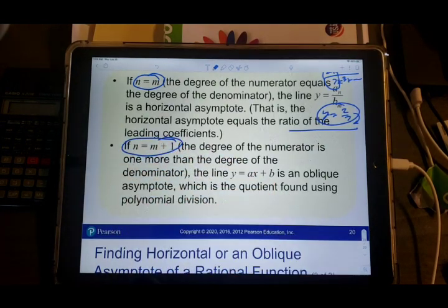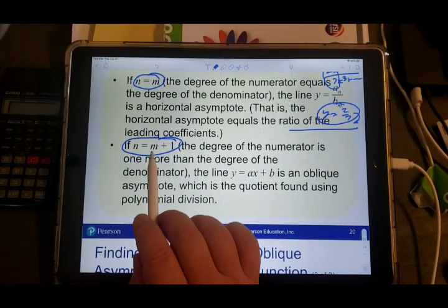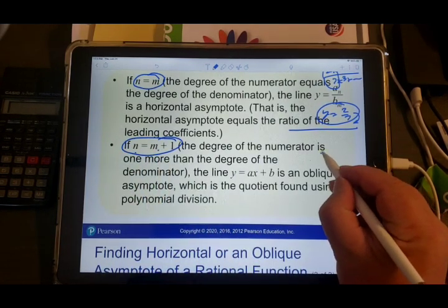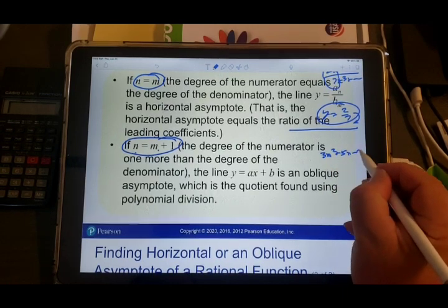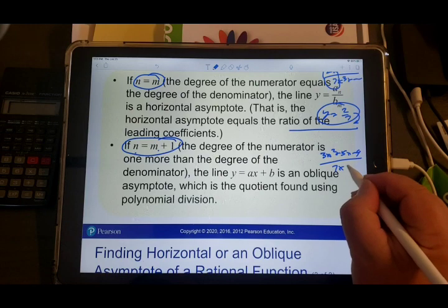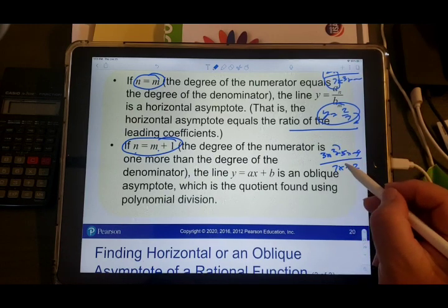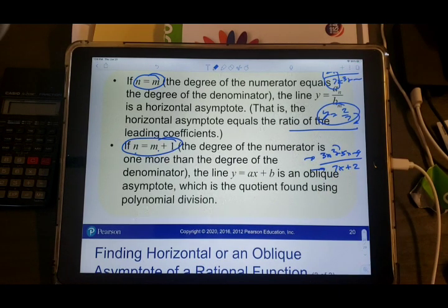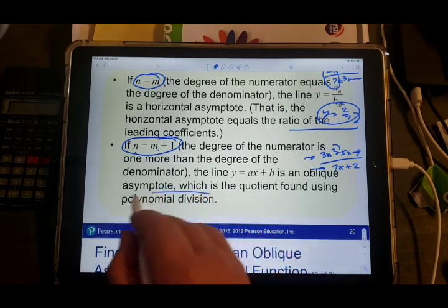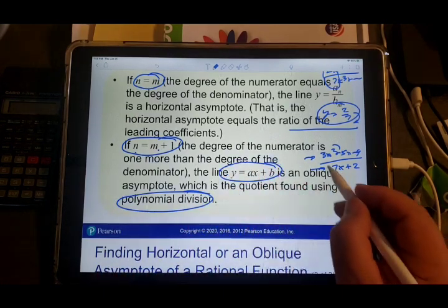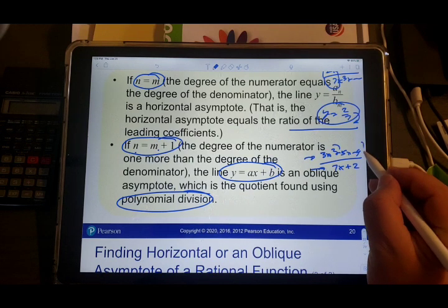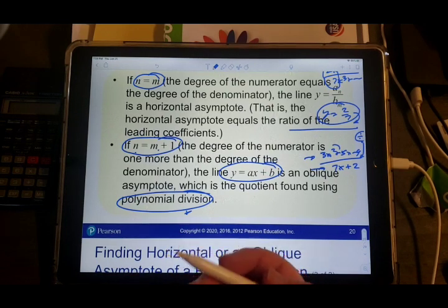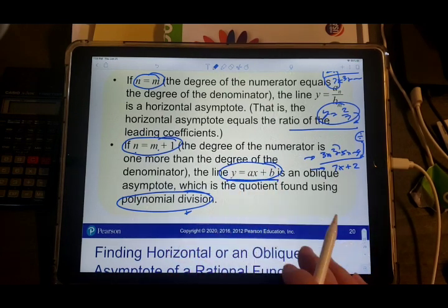And the last one that we're interested in, if the numerator is 1 more than the denominator. So let's say we had 3x squared plus 5x minus 9 over 7x plus 2, degree 2, degree 1. Top is 1 more than the bottom. In this case, you actually do long division, and again, that's not a surprise because that's a division symbol. And that will reveal the asymptote. That might be a surprise, but it will reveal the asymptote.